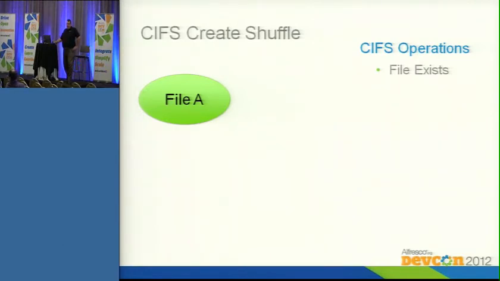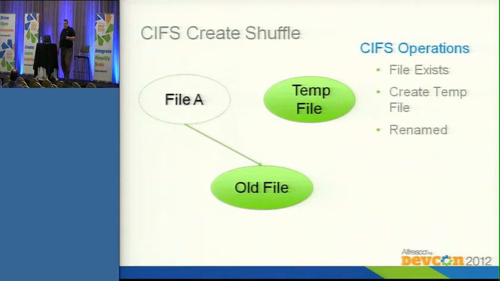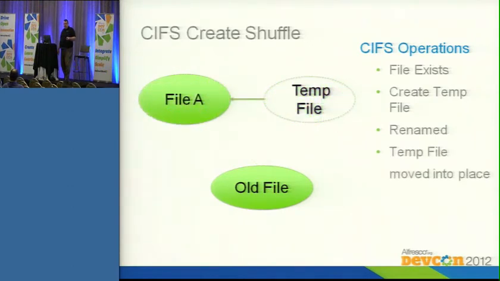Various CIFS client applications use a technique called shuffling. So instead of just opening a file and updating a file and saving a file, they do various clever stuff. So for example, this is what I've called a create shuffle, and it's how Microsoft Word actually saves. So we start with a file A. So the first thing Word does is it creates a temporary file. It moves the old file out of the way. It then moves the temp file into the file A position, and deletes the old file. So that's a simple create shuffle. And if you think about it, that's precisely what we don't want happening in Alfresco.